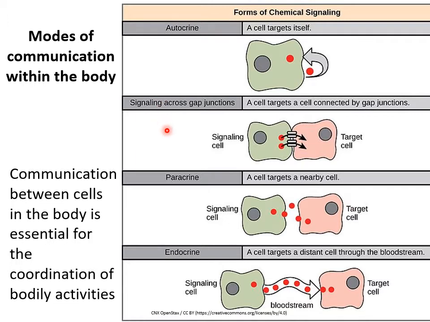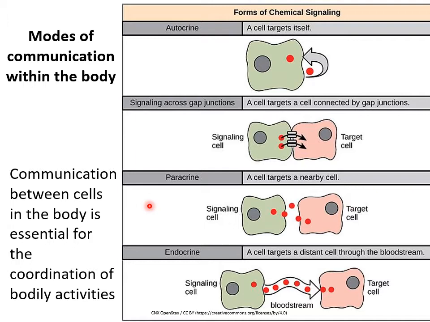But then we could have a signal that's somewhere in between where it is influencing a neighboring cell. And this signal can jump through gap junctions. So a signal is produced here in the green cell and travels directly from its cytoplasm into the cytoplasm of a neighboring cell through a gap junction, therefore affecting the behavior of that adjacent cell.